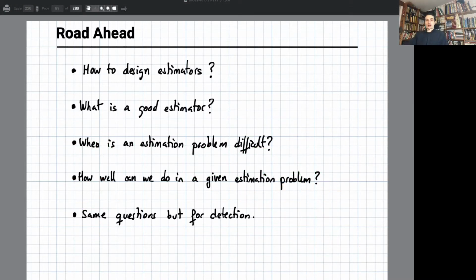So, in view of this discussion on estimation and hypothesis testing problems, there are several open questions that we need to answer. For example, how to design an estimator or what constitutes a good estimator. These are questions that we have addressed so far from a purely intuitive point of view, but we need to develop a systematic approach. It's also useful to know when a given estimation problem is difficult because that can offer indications on whether we need to collect more data or whether we need to buy a better sensor with lower measurement noise variance, for example.